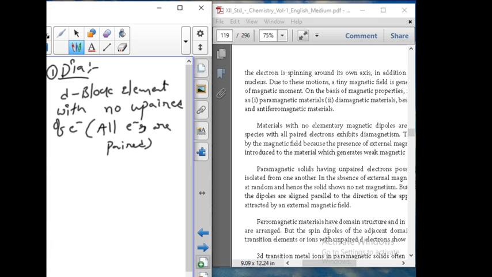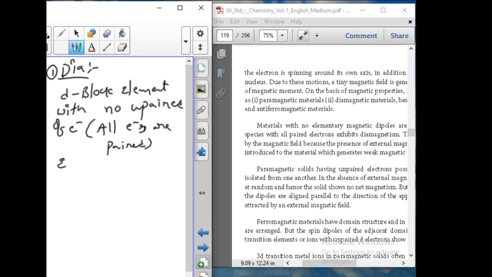There is no unpaired electron in that d block element, so that element can act as diamagnetic. How can you say it is diamagnetic? It is repelled by the external magnetic field. Inside, the electrons are revolving, so they generate a magnetic field. If you apply an external magnetic field, it is repelled, or weakly attracted by it. That substance is called a diamagnetic substance.